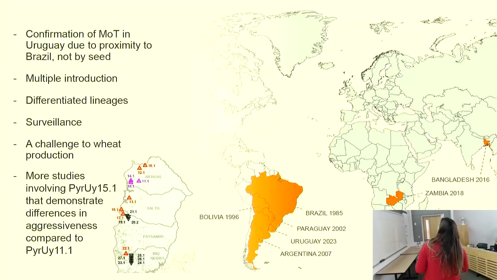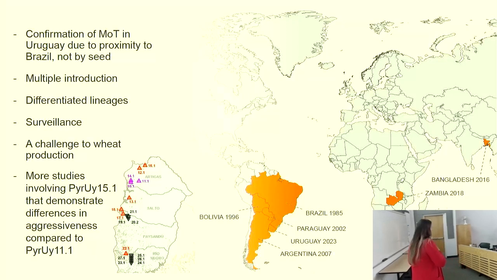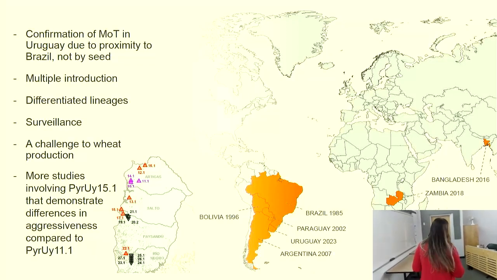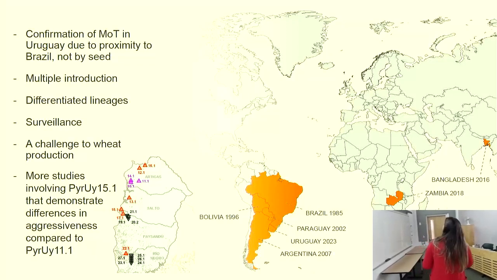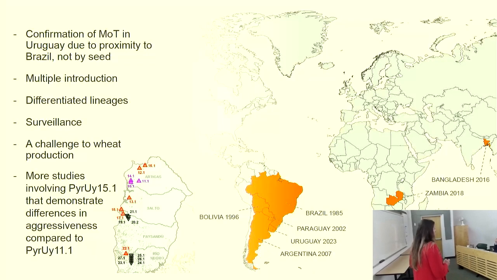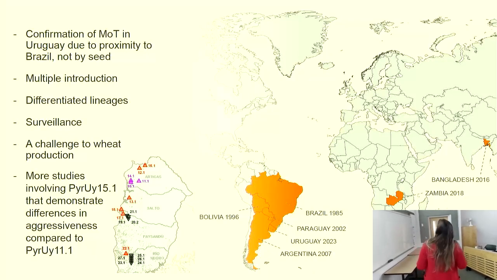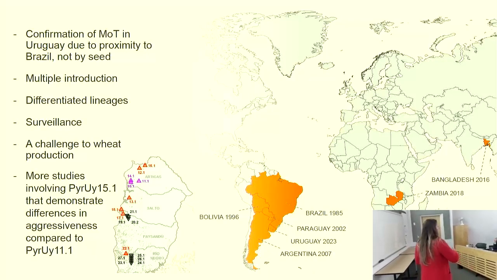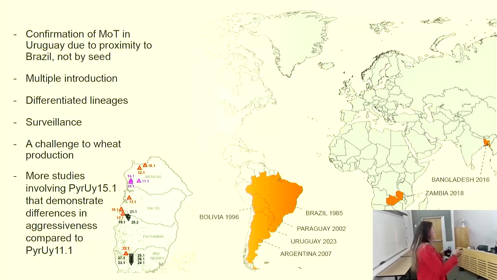And I just want to show you here that it was collected in the north, closer to Brazil. So my hypothesis is that this one is probably coming from the 2023 outbreak. So maybe every time Brazil has an outbreak, we are getting some of the new variants that they are having there.